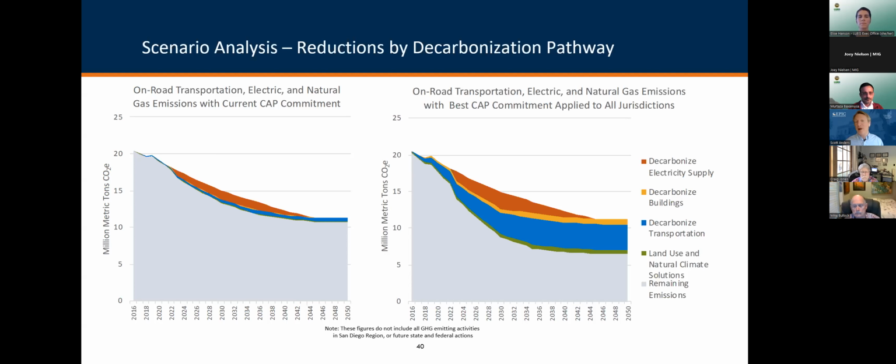The chart on the right shows the impact of the best cap commitments. Note that the dark orange wedge is bigger but still disappears in 2045. The decarbonization wedge has the largest greenhouse gas impact in this scenario, and greenhouse gas impacts from buildings and natural climate solutions are also larger. But the region would still have significant remaining emissions.